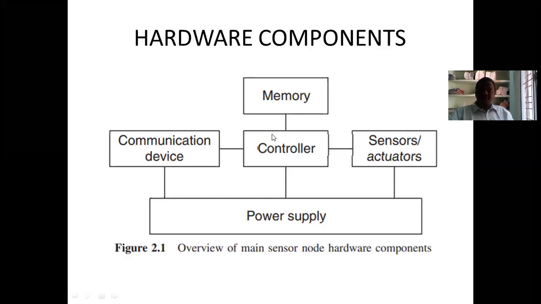To receive the analog signal, it can be processed by a controller or processor or DSP or FPGA, whatever it may be. Some memory is required. Next is the communication device, and next is the power supply. So what are the five components of the node? Sensors or actuators, processor or controller, memory, communicating device, and power supply. So this is a brief introduction about the node.